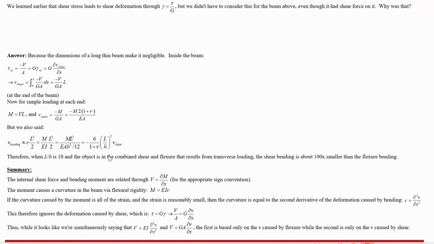So as the aspect ratio of the beam, as the length to thickness ratio increases, bending becomes more important than shear according to L over H all squared. So if you have a beam where the length and the thickness are about the same, you're going to need to account for the shear displacement. If you have a beam where the length to thickness is on the order of a factor of 10, then the shear is going to be on the order of 1/100th as important as bending. And it just becomes more negligible if you have even higher aspect ratios.